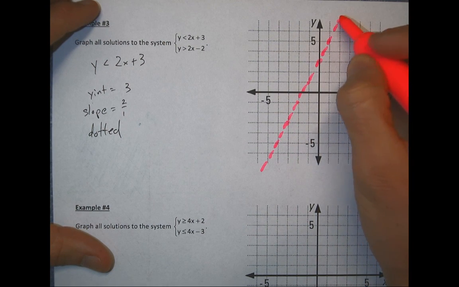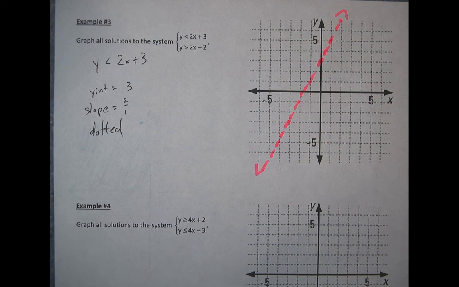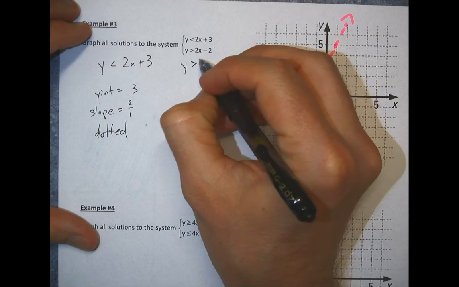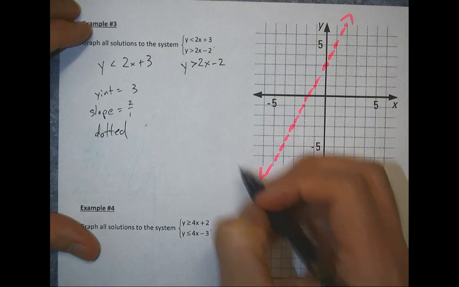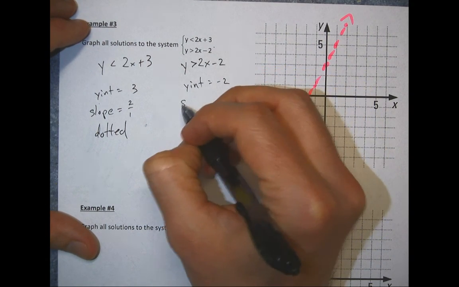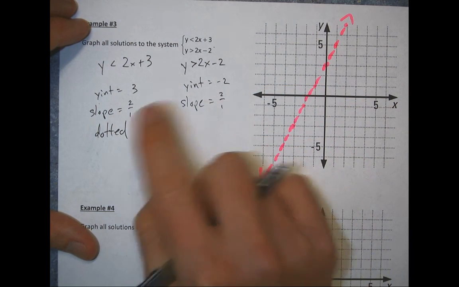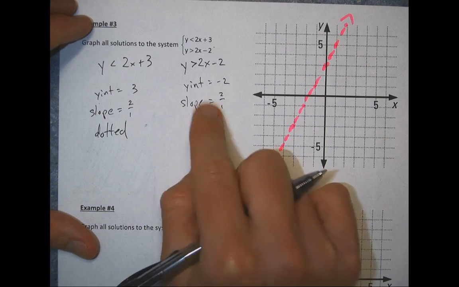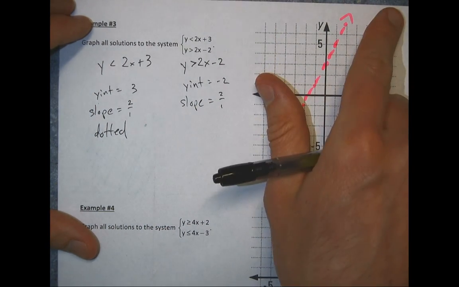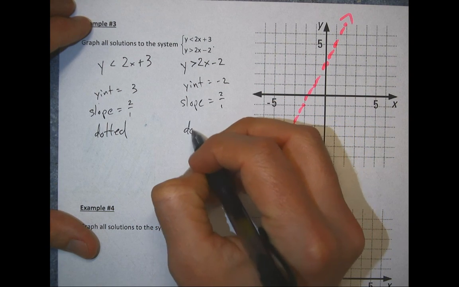So it's not included in the solution set. Then our next line, y is greater than 2x minus 2. Y-intercept is negative 2. Slope is 2 over 1. So notice they have the same slope. They're going to go up at the same rate. Think about what that means. This one goes up like this. The other one's going to be somewhere else in the graph, but also go up like that. These are going to be parallel lines. This one also needs to be dotted.